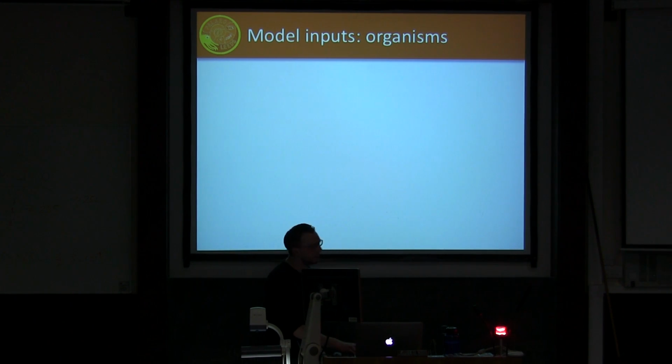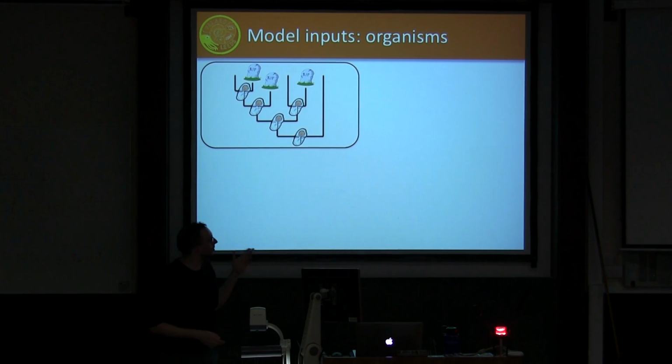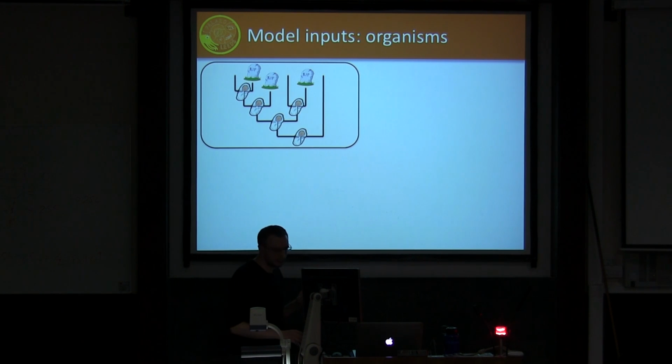So then we also have parameters for the organisms. Underneath, at the moment, we just have a simple constant rate birth-death model. So the rate of new species appearing is the same right through our simulation, same for the rate of extinctions.